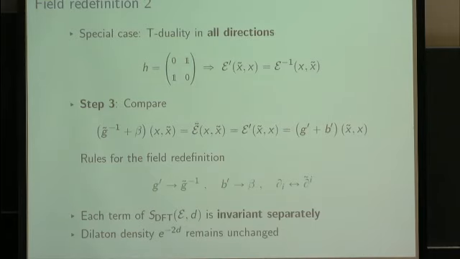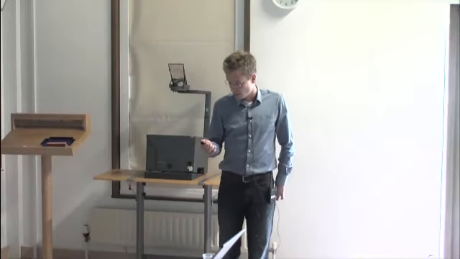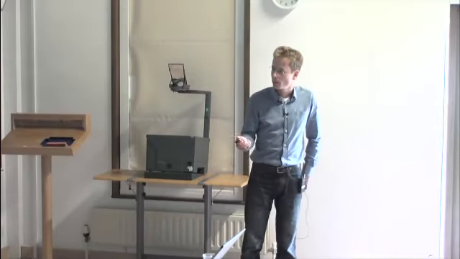And step 3 then is that we compare the quantities we want to equalize: this G tilde, the new metric, and beta. And on the right-hand side, you find the transformed quantities after T-duality, G prime, B prime. And you read off some rules for the field redefinition, which include that you replace the metric by this tilde metric and the B field by the beta. And additionally, you interchange the derivatives because the coordinate dependence changes. I mentioned already that you can do this term by term, so it's especially easy. And the dilaton density, just as a side remark, is something that remains unchanged.